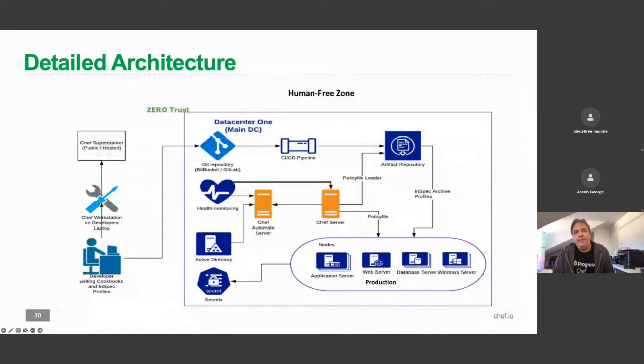So how do I get there from where I am? Well, we need to talk about where you are. Where's your CD pipeline? What are you using as your source and your artifact repositories? How are you doing your secrets management? All that kind of stuff before we can get into proper zero trust for DevOps.